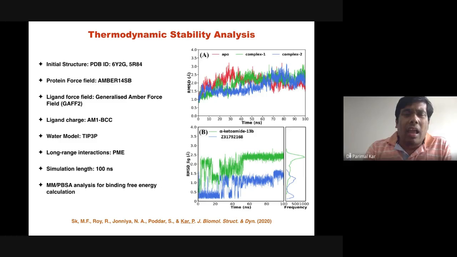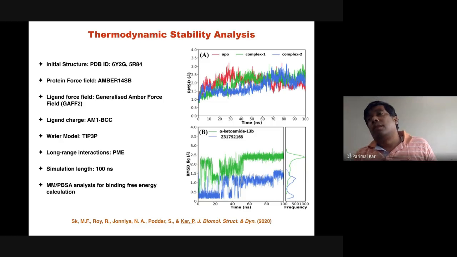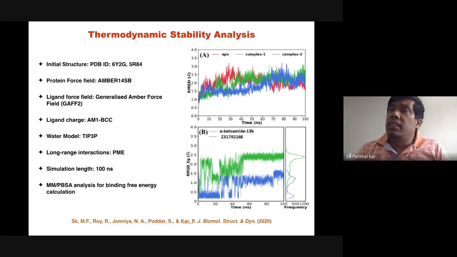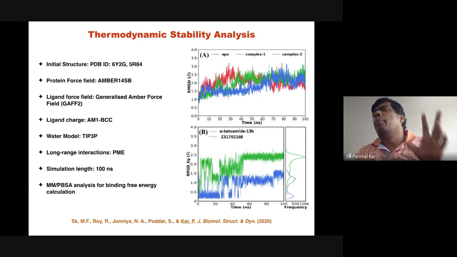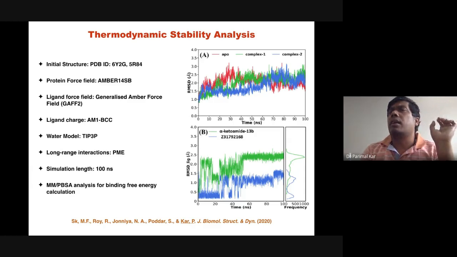And then we run this simulation for 100 nanoseconds, and whatever trajectory we get, we do the MM-PBSA calculations for that. Now, since the formula, delta G equals H minus TS, these are all equilibrium thermodynamics, we need to make sure that our simulation has converged. One way to check that your simulation has converged is to find out the deviation of your starting conformation with time, how much it is deviating from the initial structure.